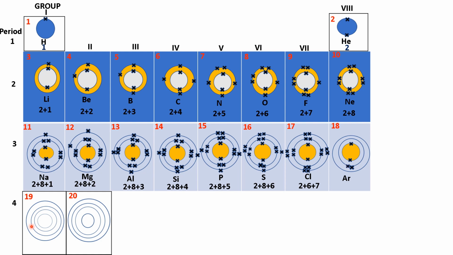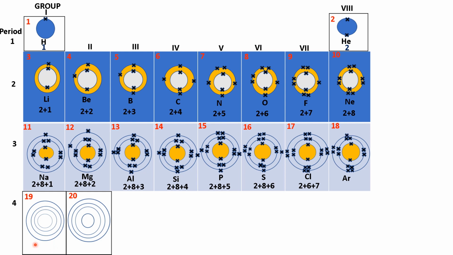Next, potassium atom, atomic number equal to 19. We make distribution of 19 electrons, which is equal to the number of electrons. In the first shell, we fill with 2 electrons. In the second shell, 8 electrons. In the third shell, 8 electrons. In the fourth shell, 1 electron. The distribution of potassium atom is 2 plus 8 plus 8 plus 1.